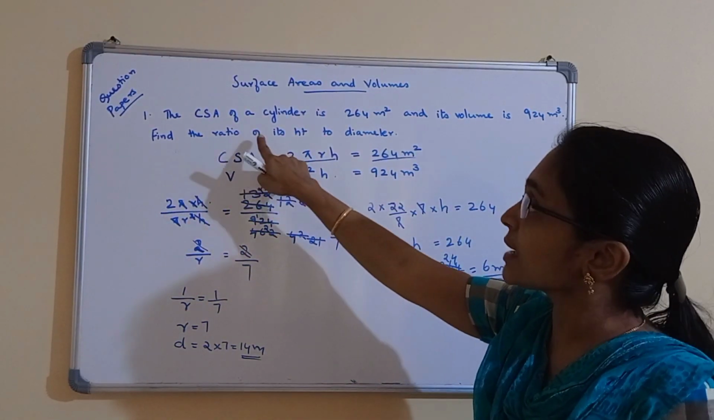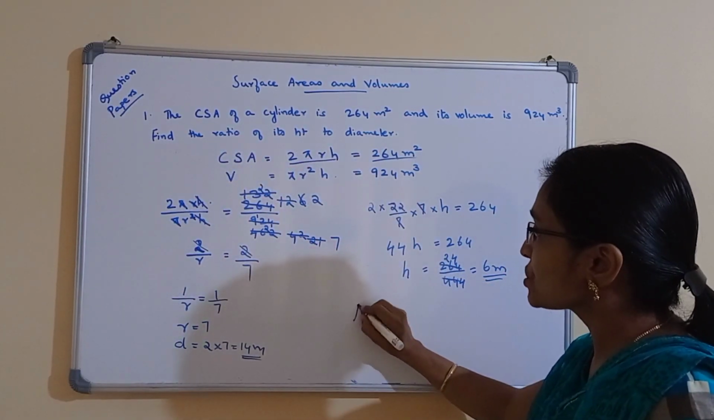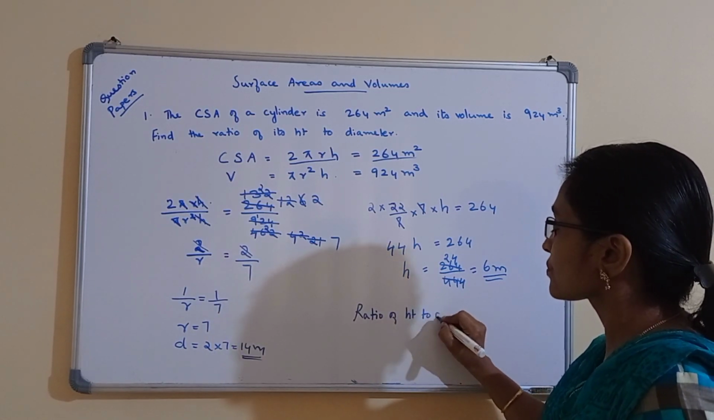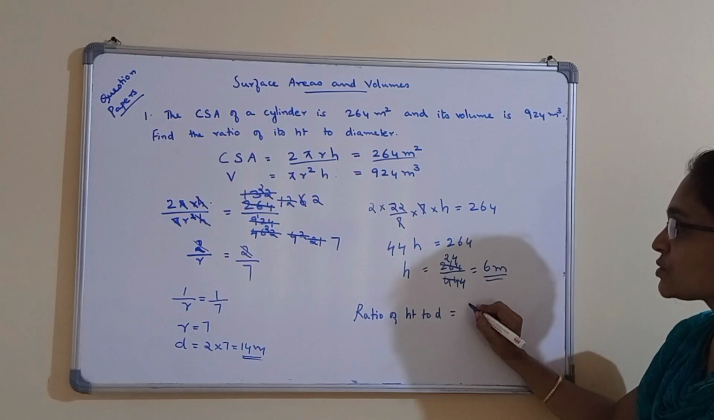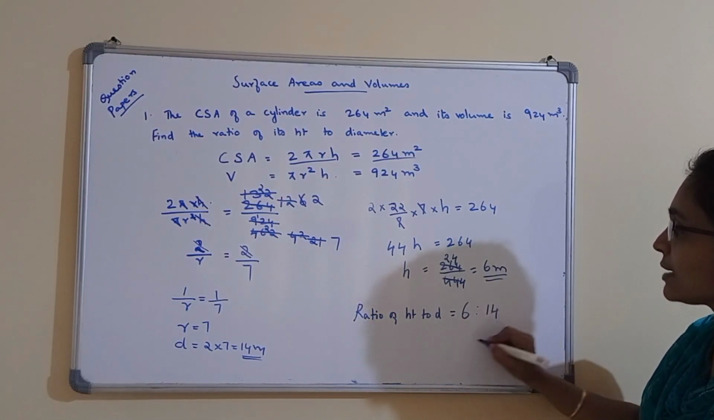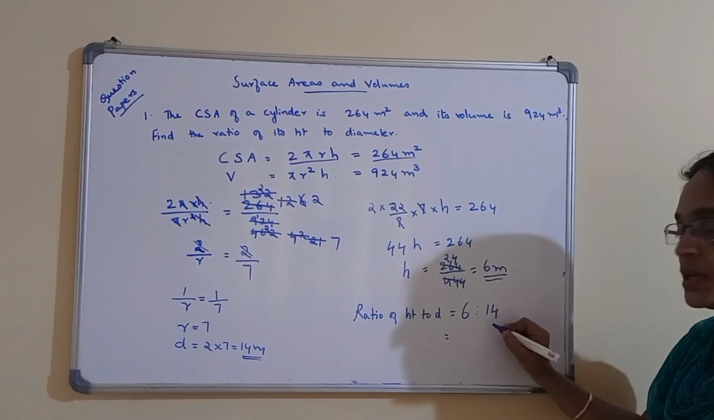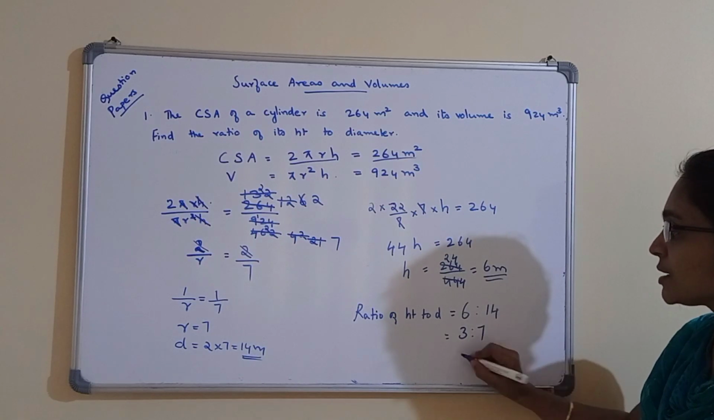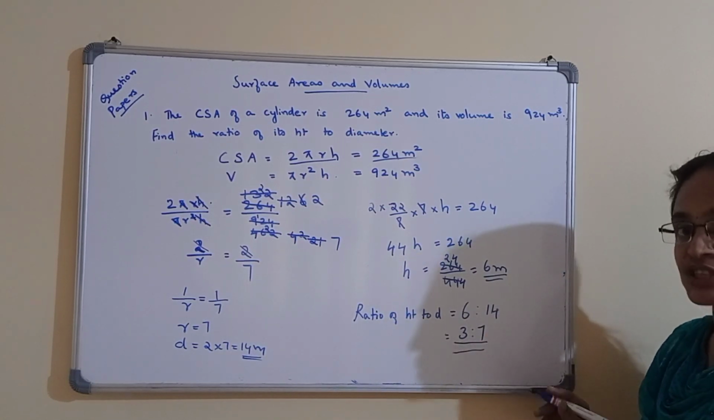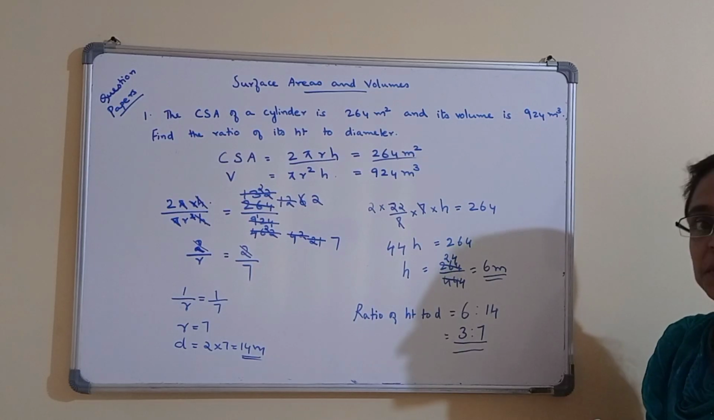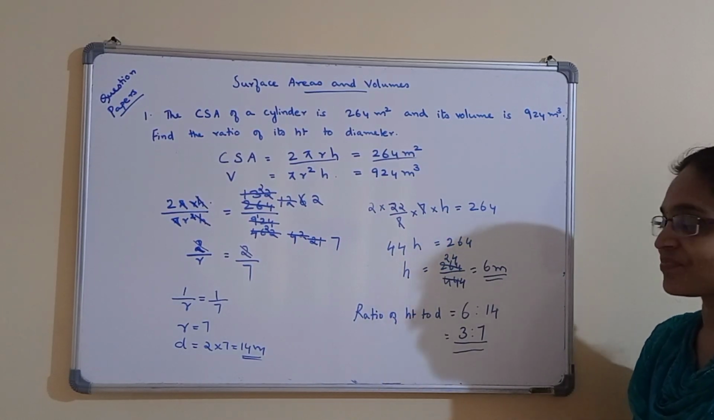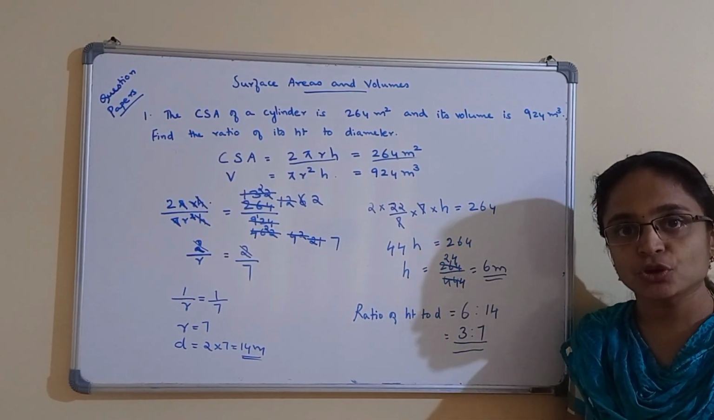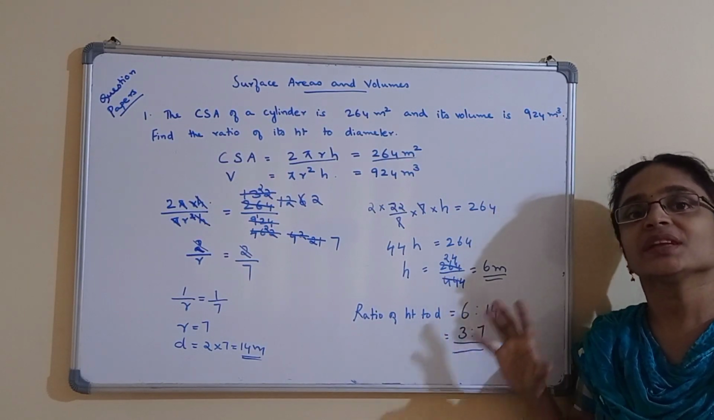Now we have to find the ratio of height to diameter. Ratio of height to diameter is equal to 6 is to 14, and 2 is common in both these. So 6 by 2 is 3 and 14 by 2 is 7. So 3:7 is the ratio of height to diameter. Okay, understood? You can write this and then proceed to the next question. Just pause the video, write this and then you can proceed to the next question.